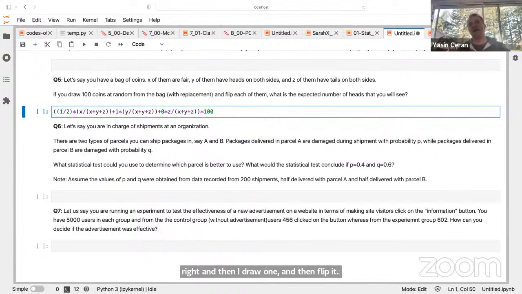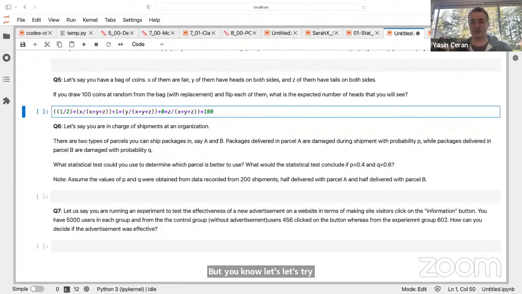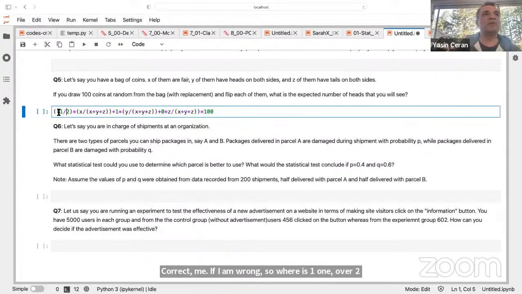So I think this might be the solution, but let's try to simulate and see whether what we found is actually correct. Correct me if I am wrong. So where is 1 over 2? This is the probability that I'm going to get head if I flip a fair coin, and this is the probability I'm going to get head for the unfair coins.